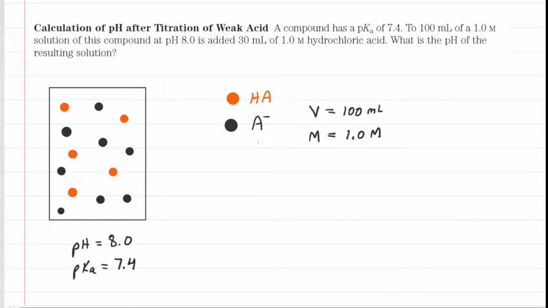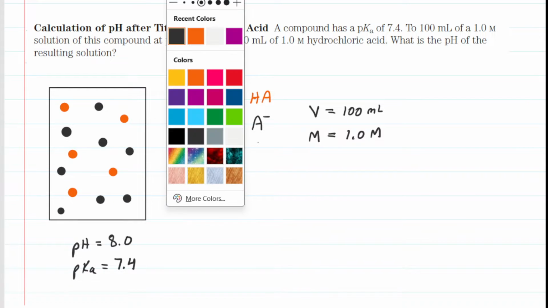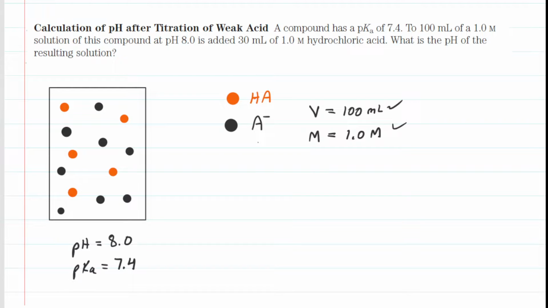So in this question, we have a solution that consists of molecules of HA as well as molecules of A minus. HA would represent a weak acid and A minus would represent its conjugate base. We have some known information listed here. We have the volume of the solution, the molarity, as well as the pH and the pKa of that weak acid.